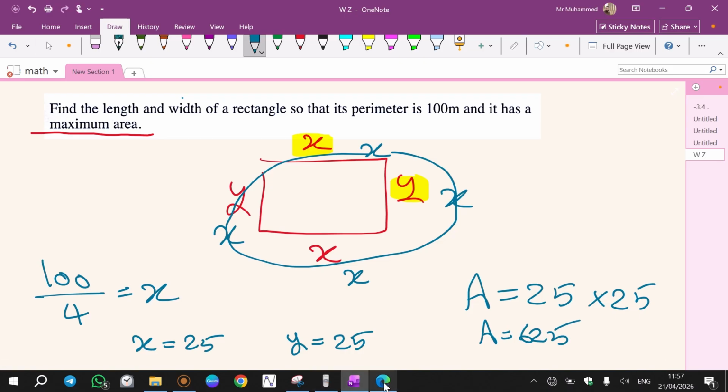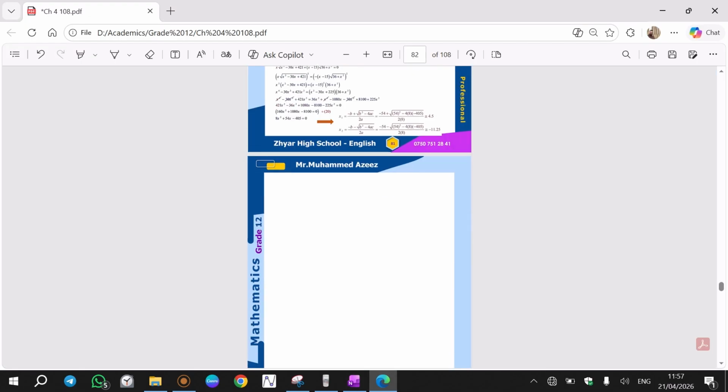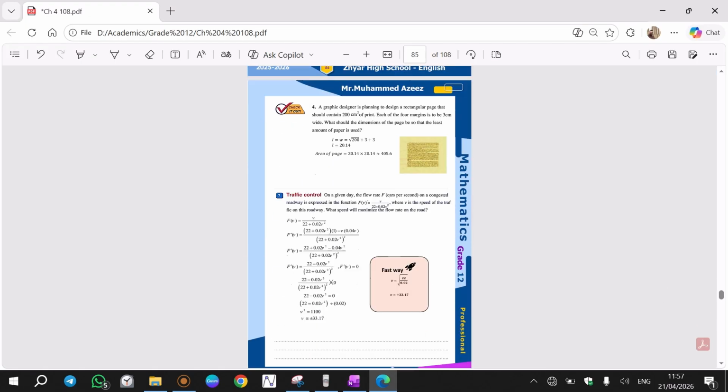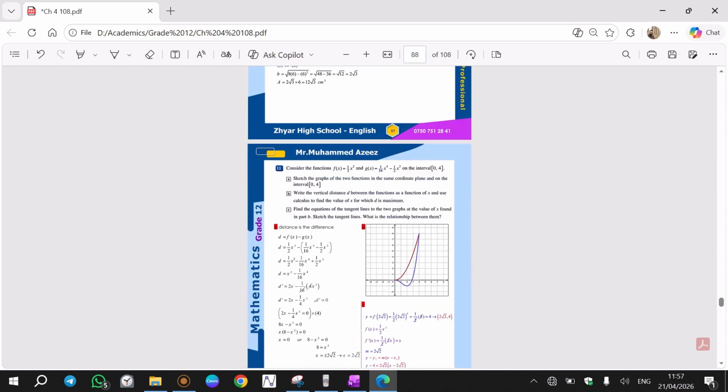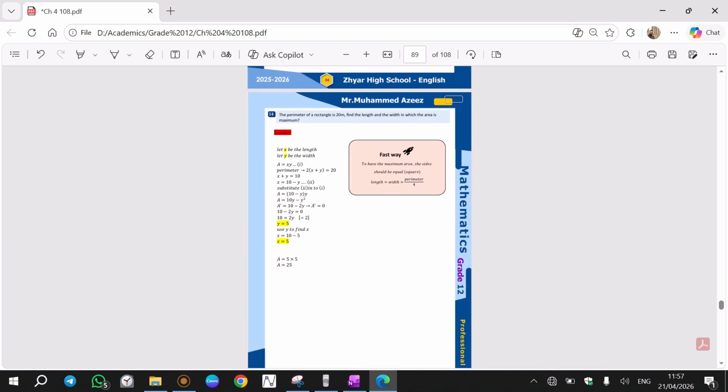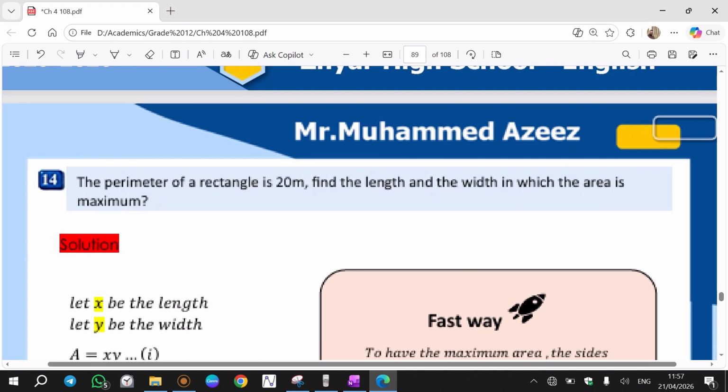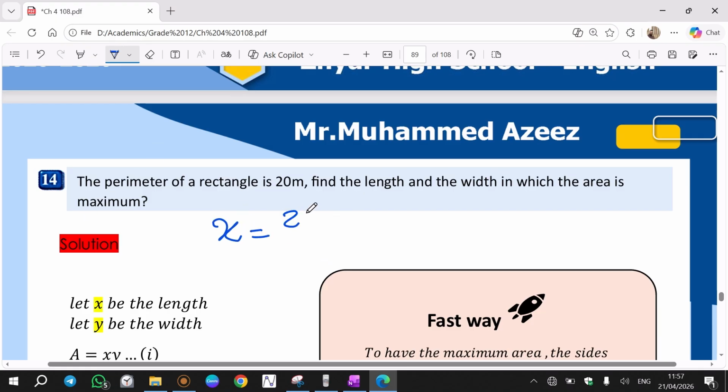According to this idea, there is another exercise. It's the exact same thing. In the exercises, there is another question, question 14, not 20. Perimeter of a rectangle is given, and it is asking for maximum area. So to find x, I just divide 20 by 4. So x is equal to 5. And since length is 5, width is also 5, then area is going to be 25.